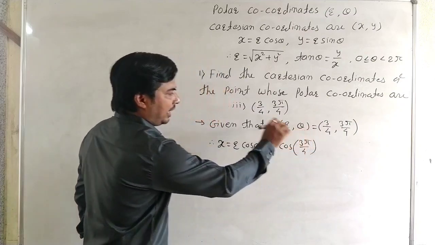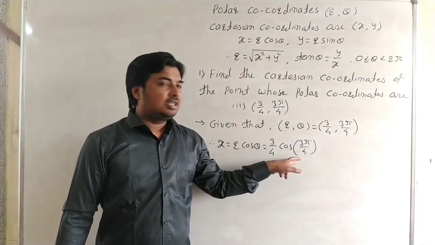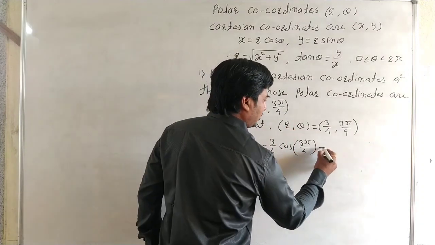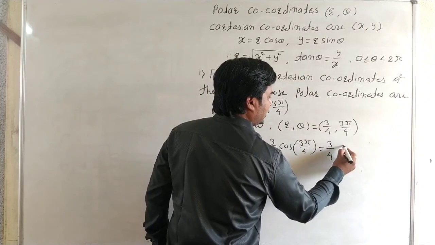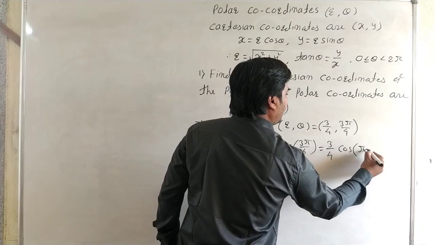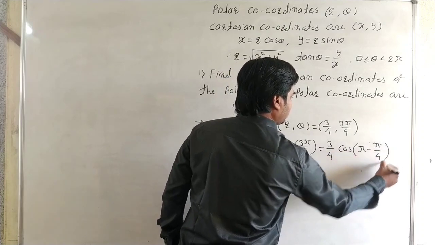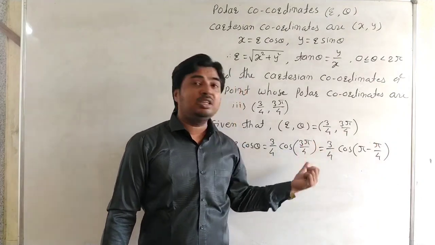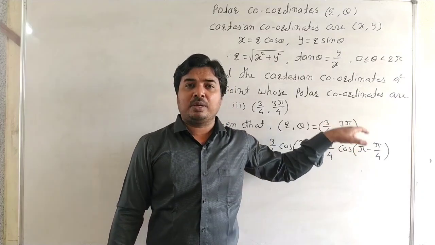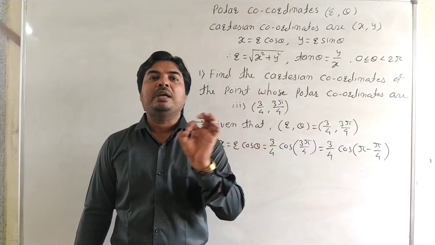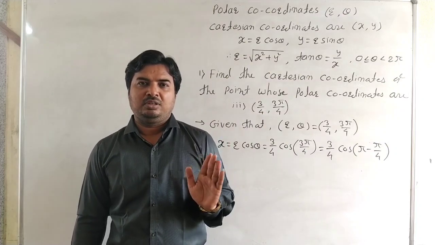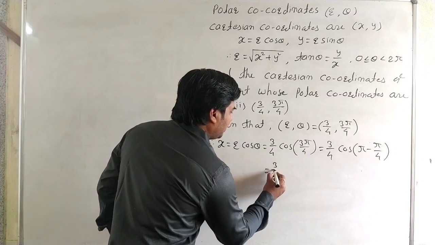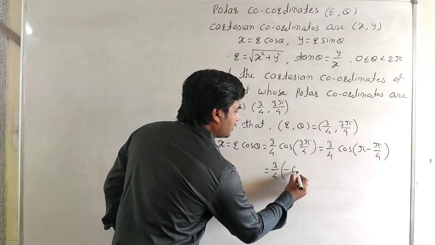Now it is not in an acute angle form, so convert this into the acute angle form by using the allied angles. Here it is cos 3 pi by 4, and 3 pi by 4 is cos of pi minus pi by 4. See carefully: 3 pi by 4 means pi minus pi by 4, that is 4 pi minus pi over 4, which is 3 pi by 4. Here we use the formula cos pi minus theta. Pi minus theta lies in the second quadrant, that means cos is negative. So we can write 3 by 4 into minus cos pi by 4.